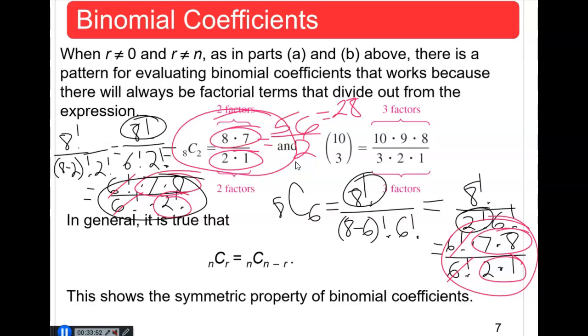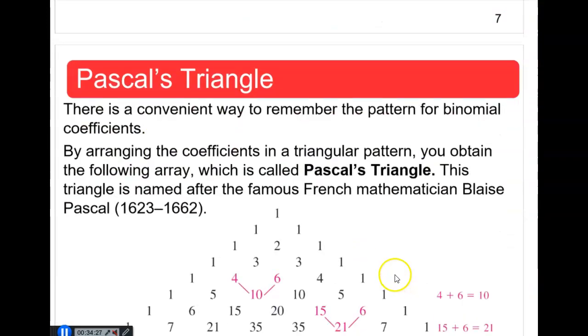And so that is true in general terms. For n choose r, it will be the exact same number as n choose n minus r. In our case, we use the numbers 8 choose 2. It was equal to 8 choose the difference of 8 minus 2, which is 6, so 8 choose 6. So those two are both equal to 28, and that shows the symmetric property of binomial coefficients.